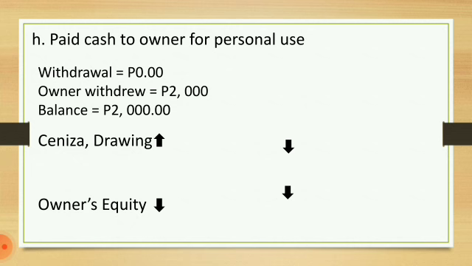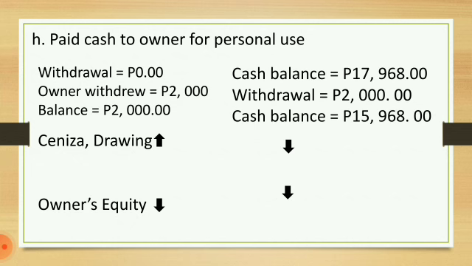So aside from withdrawal, the second account that is affected, or your value parted with, is, of course, cash. So from the previous balance of 17,968 pesos, and then you withdraw or you deduct 2,000 pesos out from it, the balance is 15,968. Obviously, what happened to your cash? Your cash is decreased and your asset is decreased.